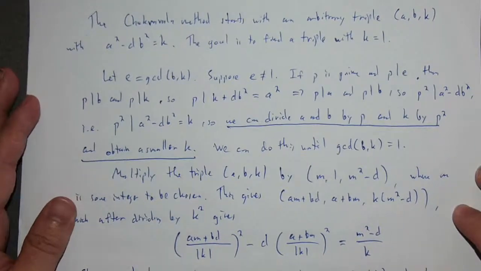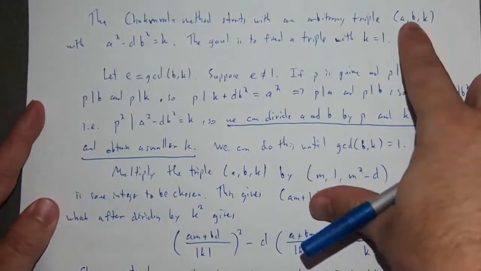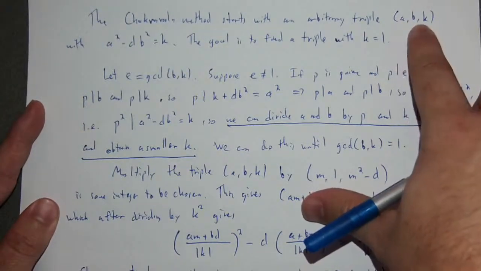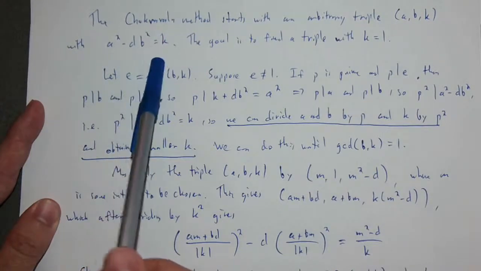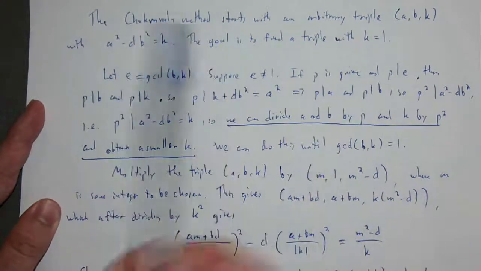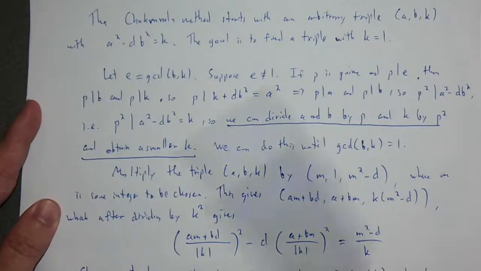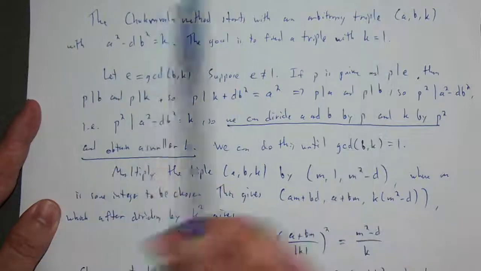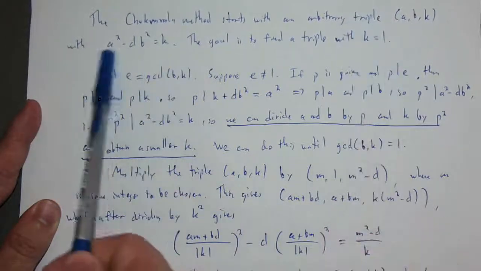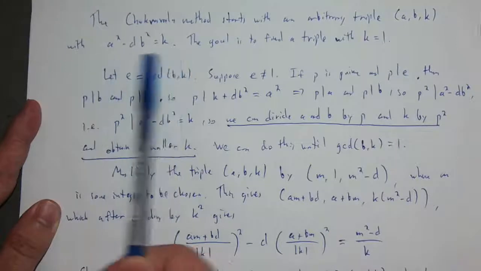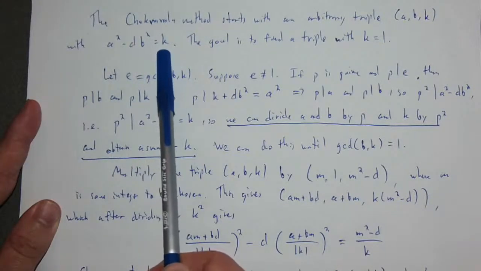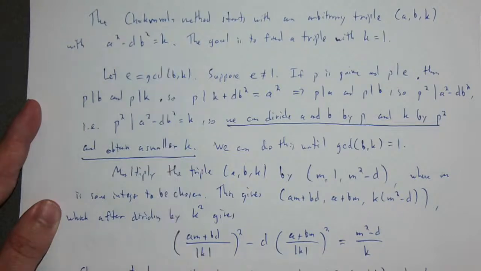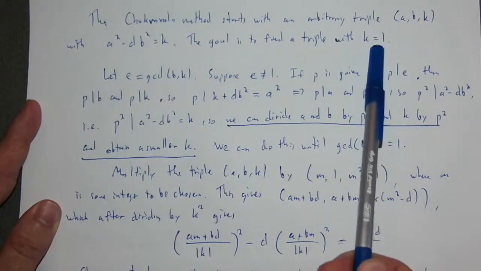The idea is that I start with an arbitrary triple, and by a triple a, b, k, I mean an equation a squared minus d b squared equals k. For some fixed positive d that is not a square, a triple relative to that d is a, b, and k satisfying this. It's like Pell's equation, except the right-hand side is this k instead of 1. And the goal, of course, is to find a triple with k equals 1.